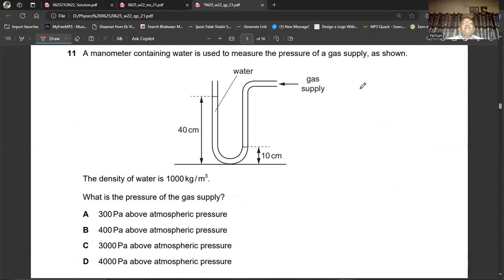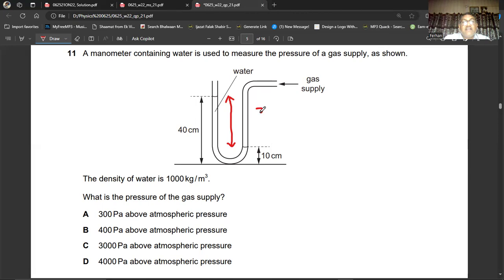Here we have, he says a manometer containing water is used to measure the pressure of a gas supply as shown. The density of the water is 1000 kg per meter cube. What is the pressure of the gas supply? You see here you have the gas supply, here you have the atmosphere. The gas has pushed this level of the water, and that means the gas pressure is more than the atmosphere. And how much more, you will find from the difference of this height. So this difference is 40 minus 10, that is 30 centimeter.